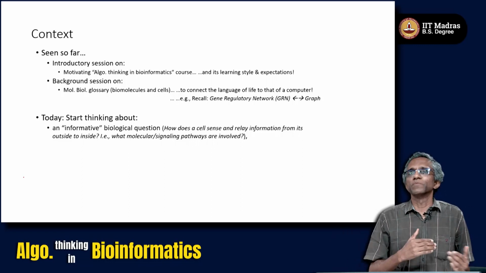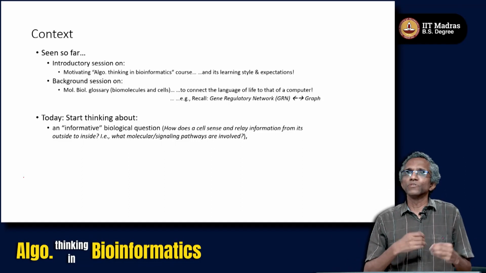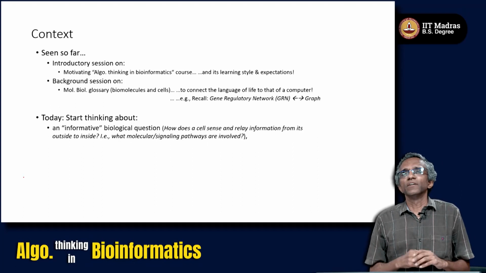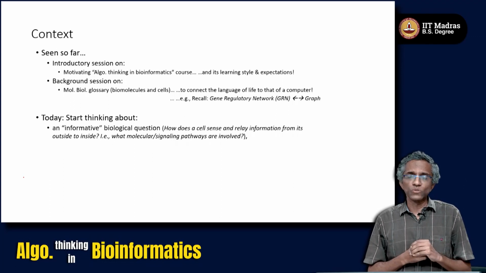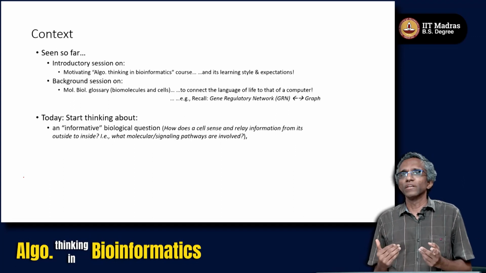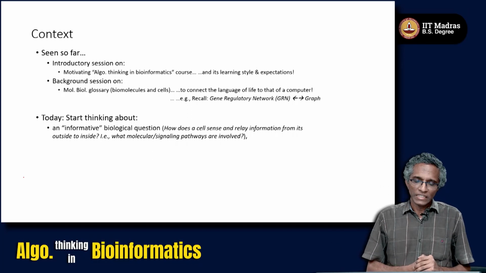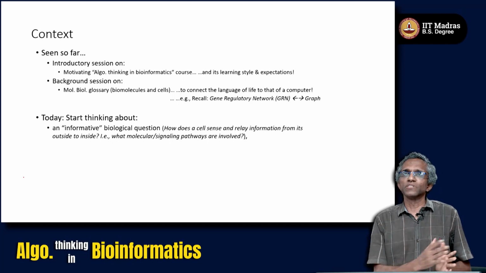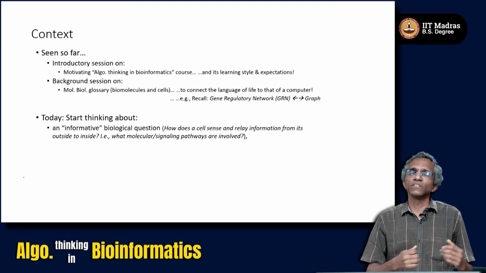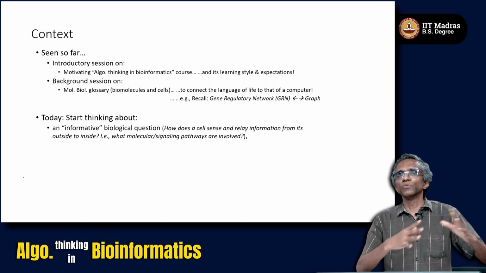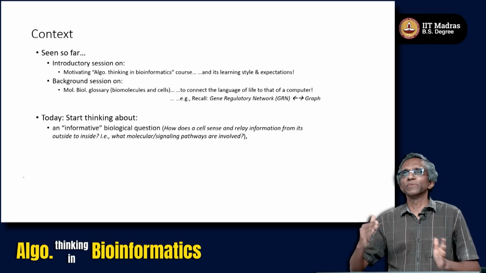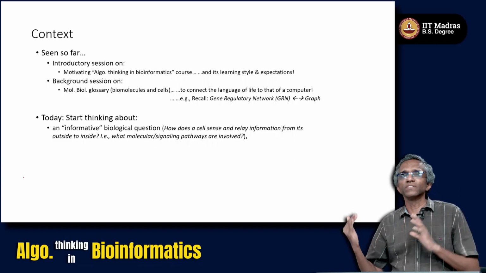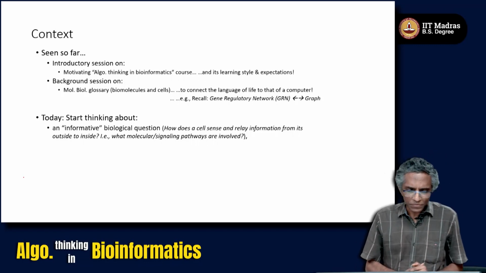And then we have provided a background session where we have introduced some necessary glossary to understand the biomolecules and cells that are part of life, so that we will be able to connect the language of life to that of the computer. For instance, you may recall that a gene regulatory network is a biological concept on how genes regulate each other through a network or circuitry of relations among the genes, and how that can be represented as a graph using the adjacency matrix or adjacency list representation, right?